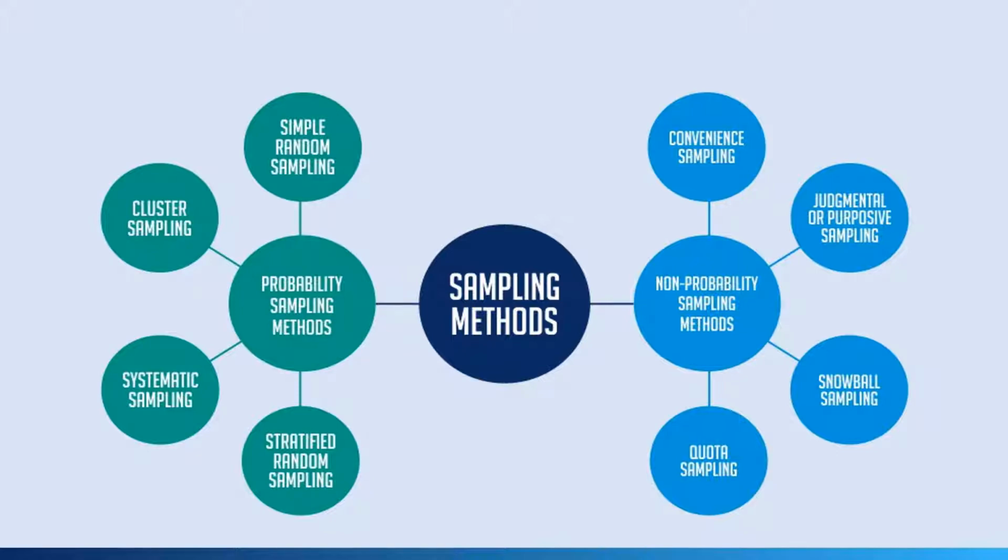Now here, the first probability sampling method we have is simple random sampling. So this one, simple random sampling. Now, when we say simple random sampling, as the name suggests, it is a completely random method of selecting the sample.